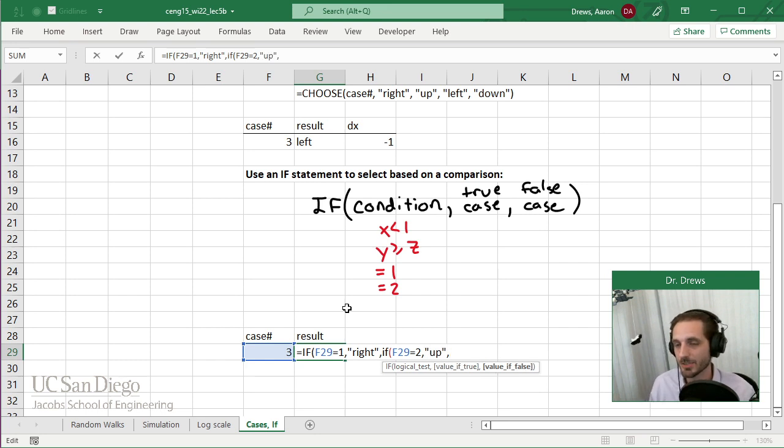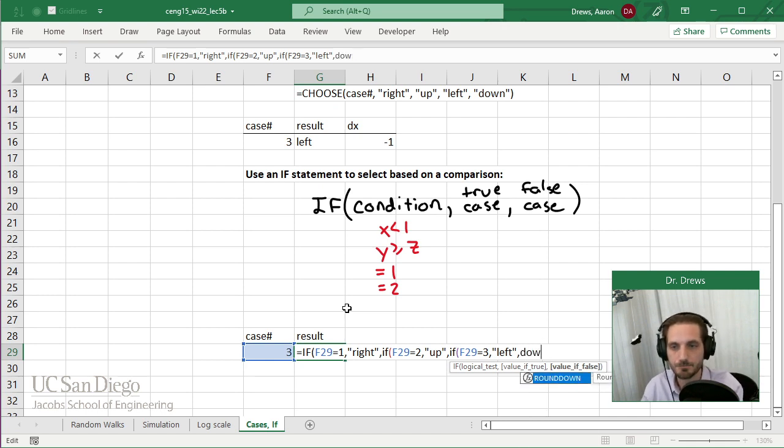If it's not equal to 2, that means it's not equal to 1 as well, but we need to check whether or not it's equal to 3. So we say, is F29 equal to 3? If it's equal to 3, great, that means we are going left. If it's not equal to 3, we've now finished all of the possibilities for this example. It can only be 1, 2, 3, or if it's not 3, then it must have been 4, and the only resulting value is down. So we put quote down on here.